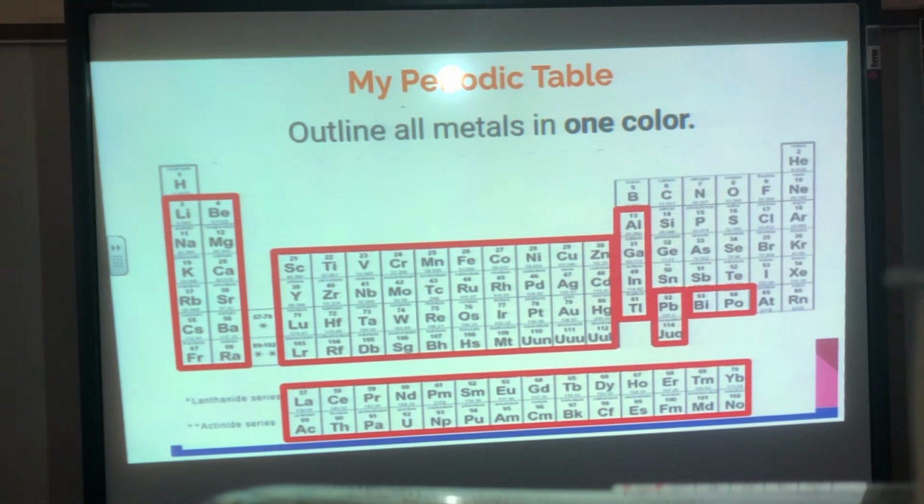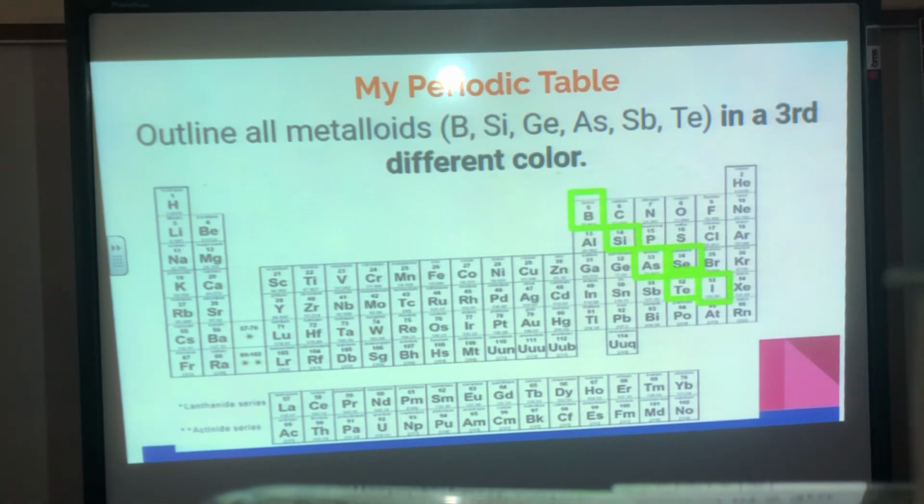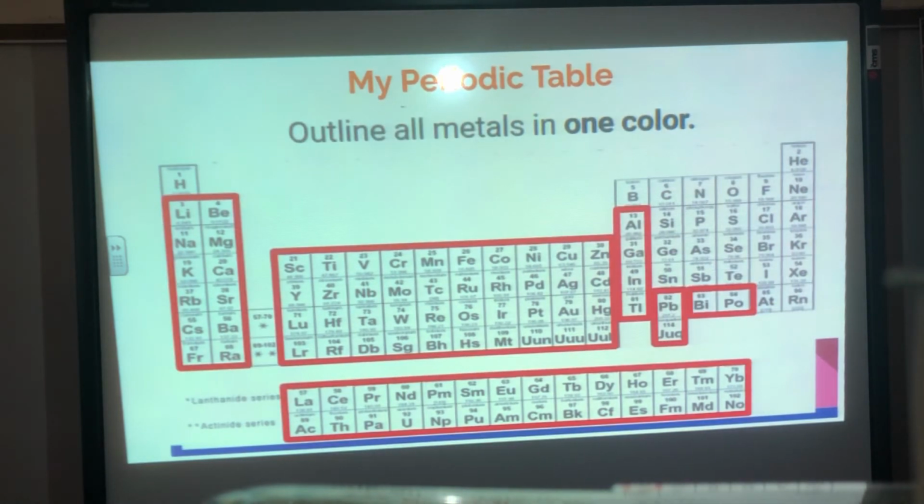I would grab red, blue, and yellow or green, it doesn't matter, as long as you do a key on your map, that's what counts. Now, your periodic table. We're going to do metals first. So as long as you put a key, I'd put a key right up there.